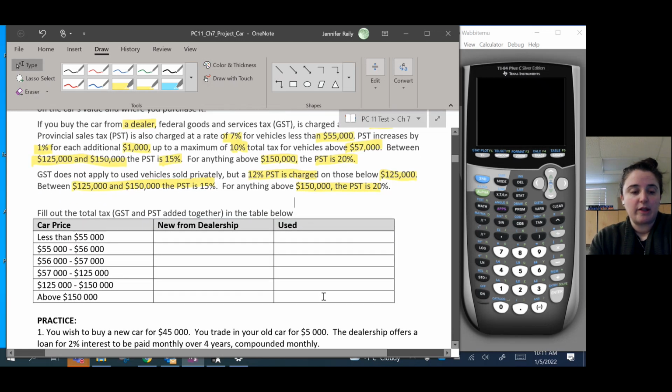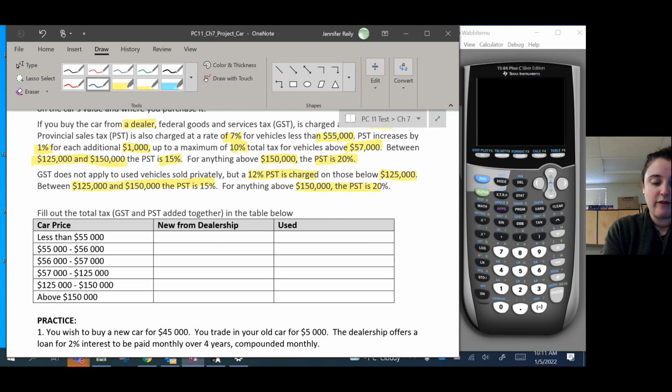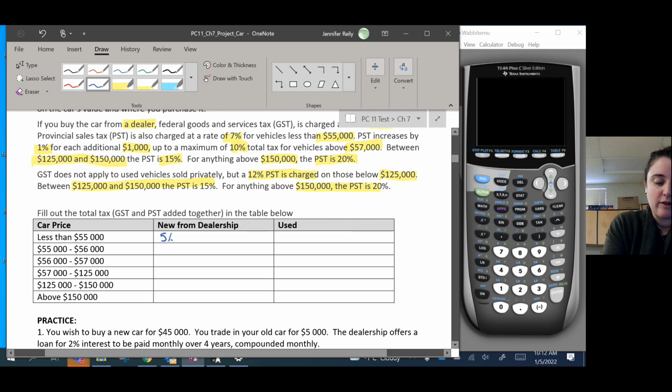Okay, so let's just fill out this chart here. So less than 55,000, you're paying 5% GST plus 7% PST. This is for most, 90% of cars. So the total would be 12%. For a used car less than 55, you'd also pay 12%. Then, as I said, it goes up by 1% each time. So you pay 5% for your GST and then 8% for PST if it's between 55 and 56. So it'd be 13%. And here it'd be 14%.